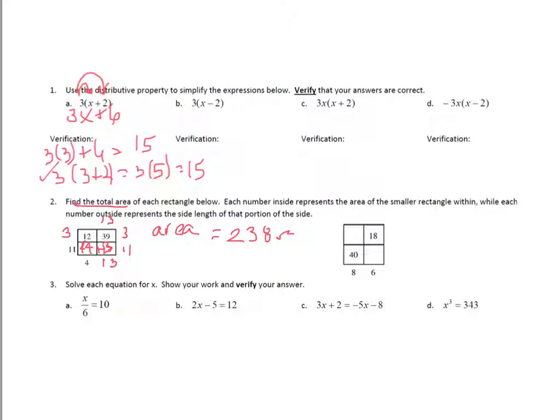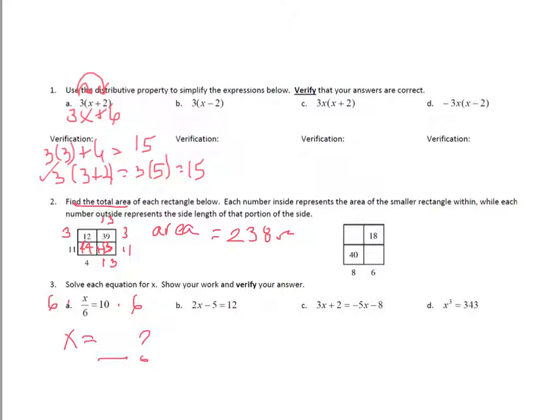Number 3 says solve the equation for x, show your work, and verify your answer. So, real briefly, a is much like what we did on the first page. I have to multiply by the divisor, each side times 6. That means x would equal, what is 6 times 10? If you know that, you know the answer. Over here we would add 5 to each side and then divide by 2.